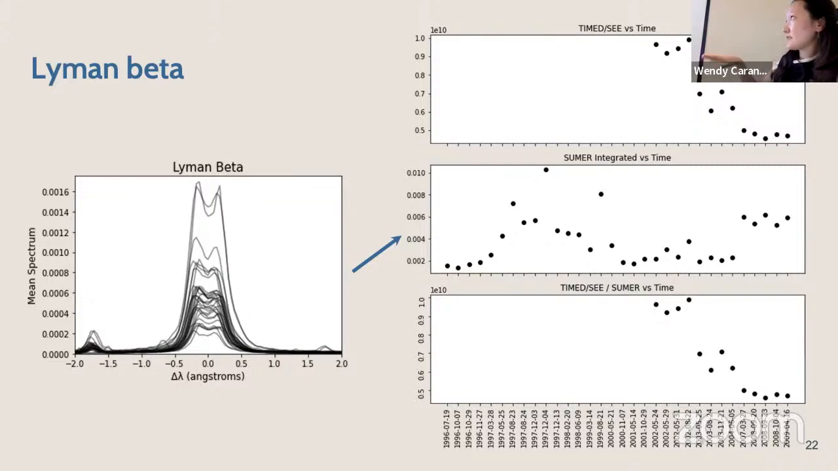And then again, we have that same idea where we have a correct brightness, a brightness that SUMER says we have, and then this ratio again, and it's the same process. Ratio times SUMER gives us a correct brightness.